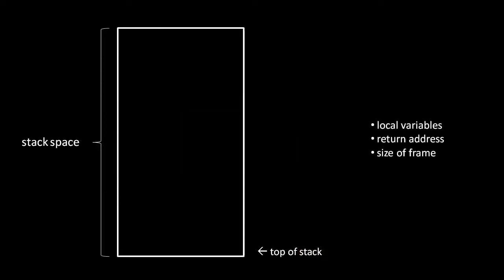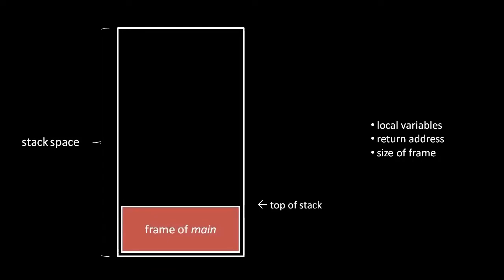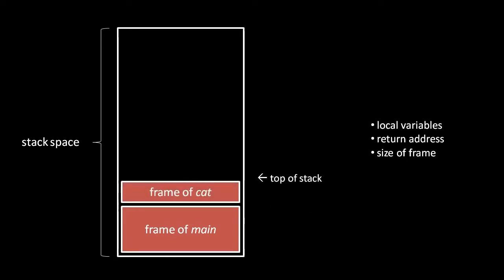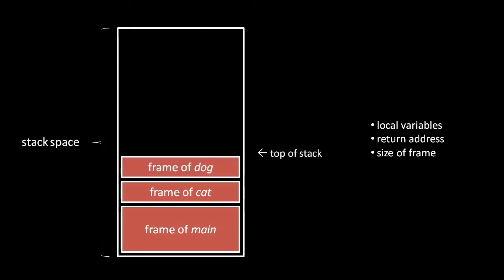Looking at the stack first, the stack is a contiguous chunk of memory that starts out unused. When the first function is called, let's call it main, its local variables are stored on the stack in a grouping called a frame. When the main function itself invokes another function, let's call it cat, the local variables of cat are stored in another frame on top, along with the size of the frame and the return address, the address to jump back to when execution returns from cat. Likewise, if cat calls another function, dog, then dog's local variables, the size of its frame, and the return address to cat are stored in another frame on top.